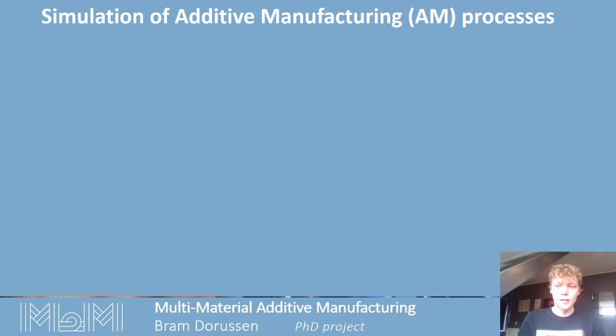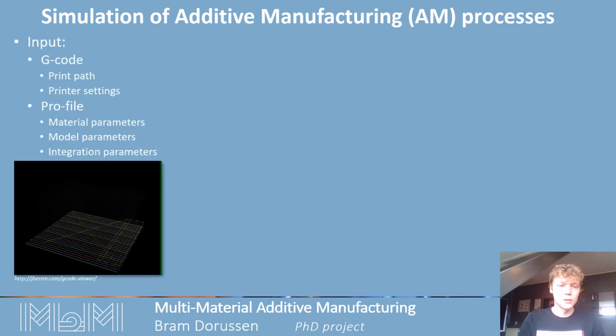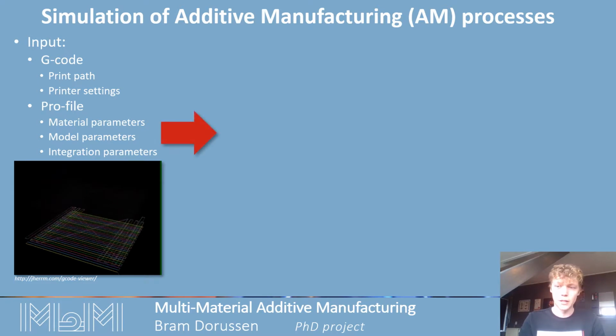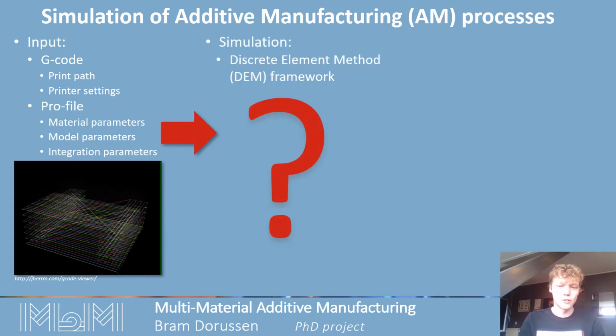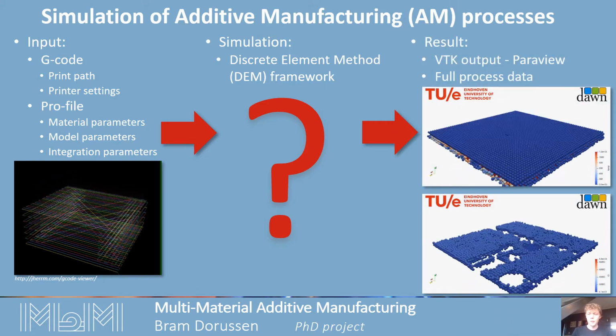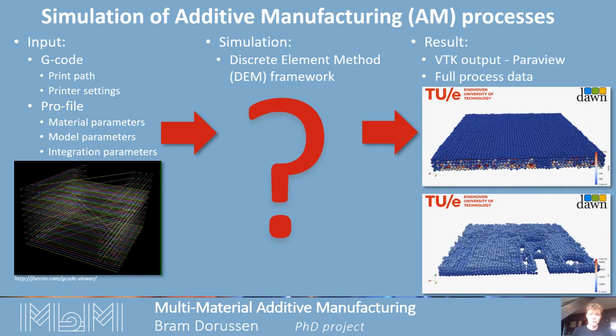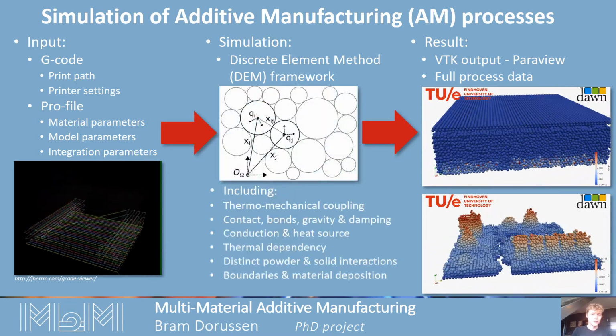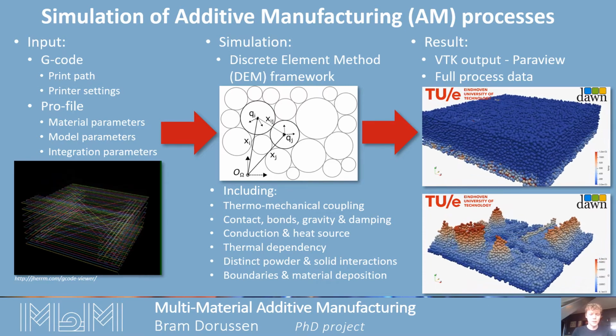The goal is to create a simulation from actual printer inputs. So you want to use the G code, which describes the print path, the printer settings, and material parameters. And with this, we'd like to simulate, which is often hard due to the large variety in scales. Think of length, time, and temperature. And we would like to generate output to look at the temperature and stresses at every time step during the printing process. To achieve this, we need to include the following in our discrete element model.